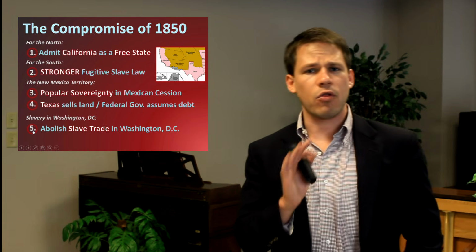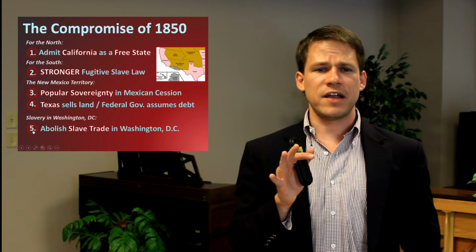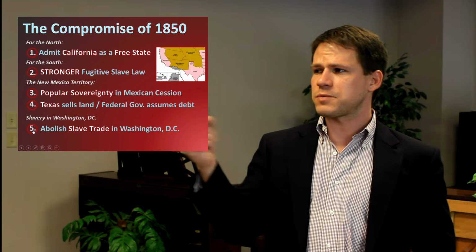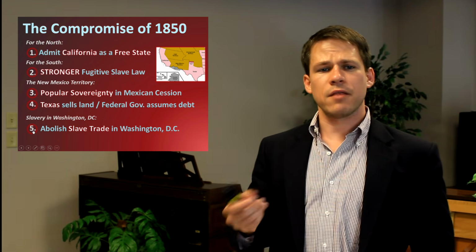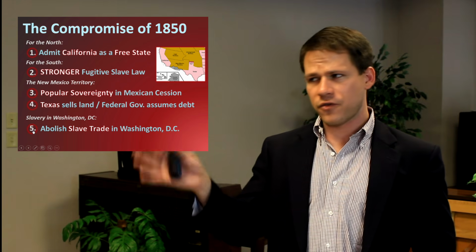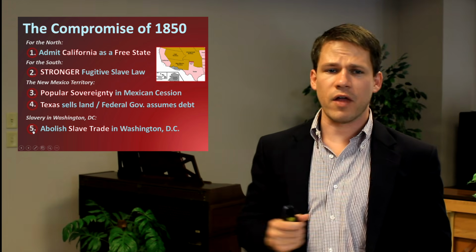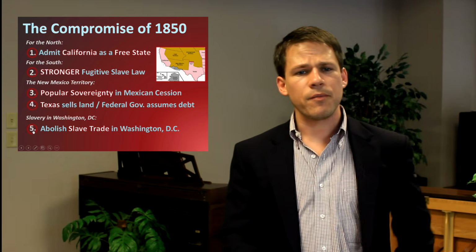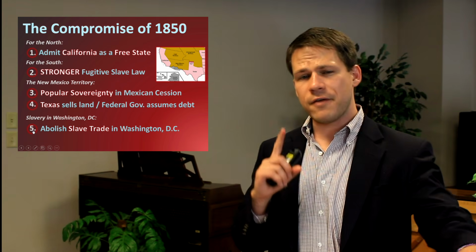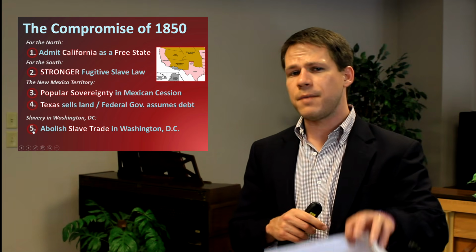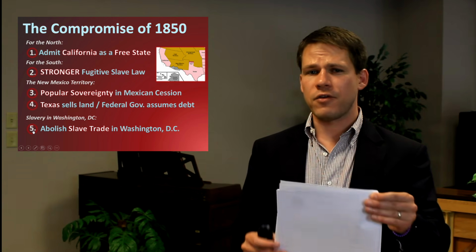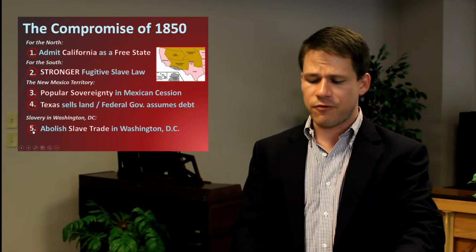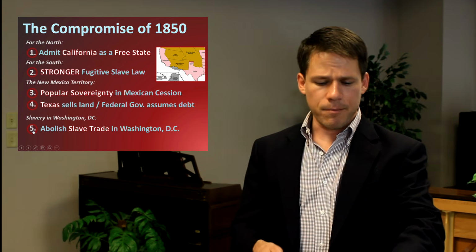All right, so that is the last part of the Compromise of 1850. So you've got a switch between the North and the South, California, fugitive slave law, and then popular sovereignty in the Mexican Cession out west, then Texas cedes land in return for debt service, and then abolishing the slave trade in Washington, D.C. Keep in mind, it would be very easy for someone to trip you up on this if you don't know it. So the Compromise of 1850 is very important.